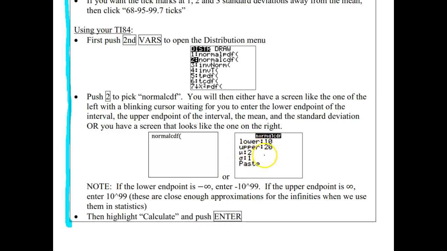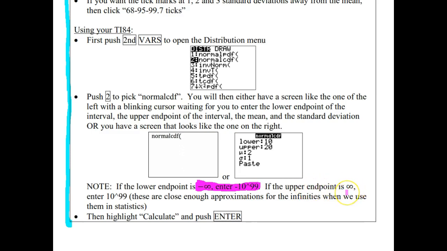But in many cases, as we look at the distribution, one of our endpoints might be infinity, because the curve extends on the x-axis from negative infinity to positive infinity. So if we have an interval where the lower endpoint is negative infinity, we're going to use negative 10 to the 99th power for that. Now, that's not what negative infinity is equal to. Negative infinity is not a number, it's just a symbol for as negative as we can go. So on the calculator, we're going to use negative 10 to the 99th power for that.